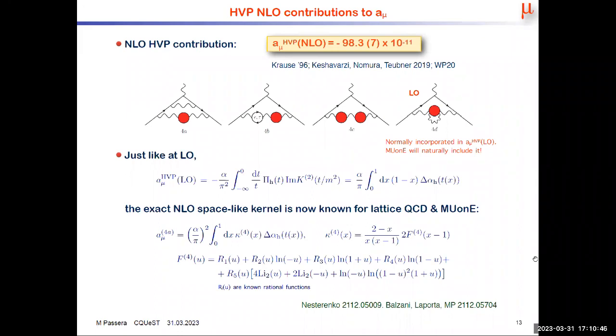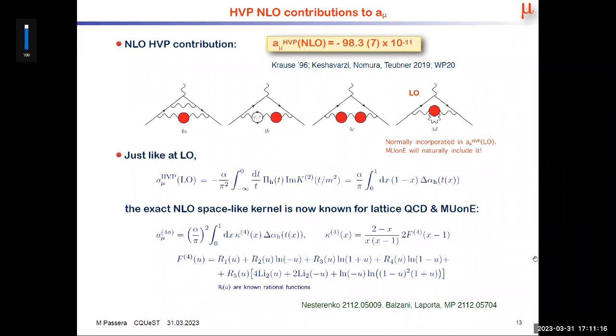We now have also expressions for the space-like region that can also be used for the lattice QCD community. So the lattice QCD community will also produce precise results for this contribution soon. And to do that, they need these kernels that are now available. They will also be available for MUonE, which is a proposal for a new experiment at CERN, and I will talk about it in the last 5 minutes of my talk, or 10 if I go a bit faster.